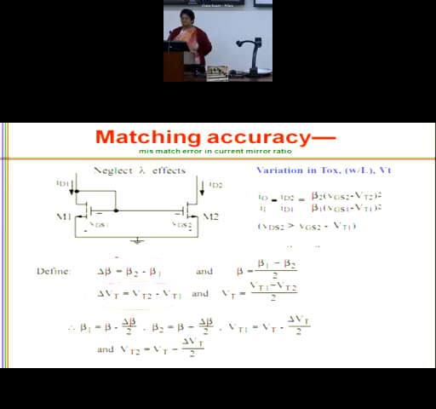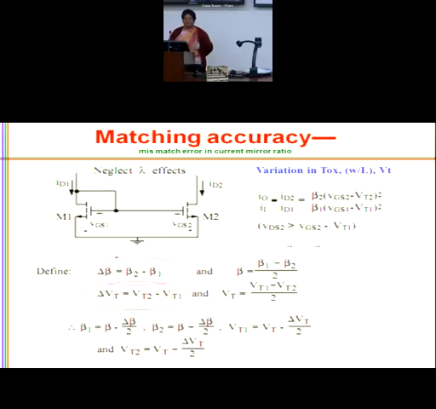Clear? So now, if I say there is a variation in W by L or Tox, whatever we change, beta will change. Whether your Tox will change or your W by L ratio will change, this beta will change. So let me say there is a change in beta. So difference delta is beta 2 minus beta 1. Okay. Second effect can come from VT variations. So there is a change in VT. Vt is also different. Threshold voltage.